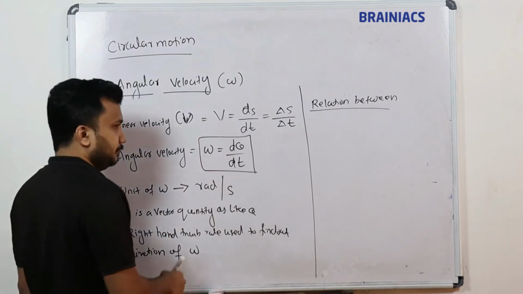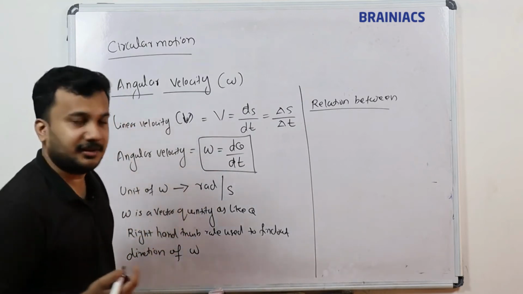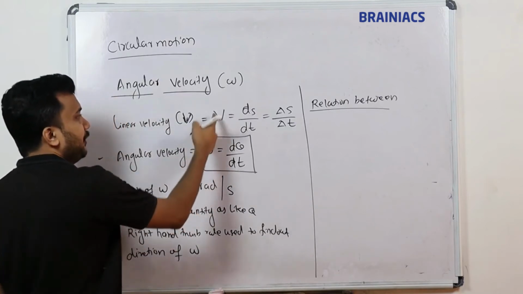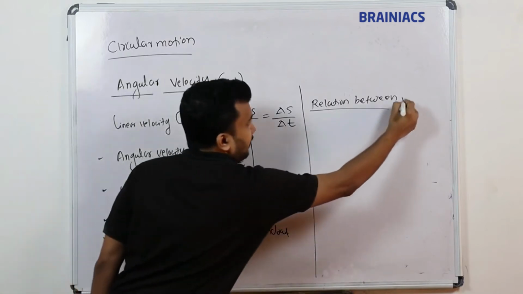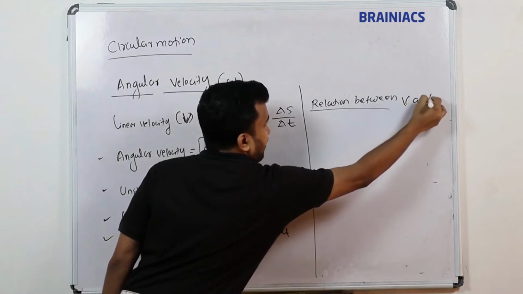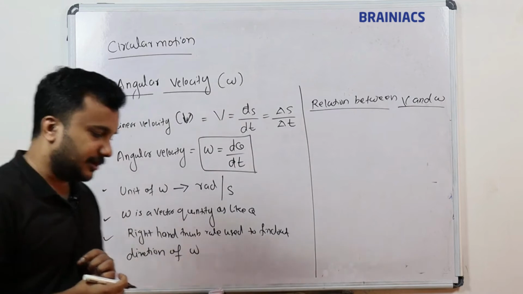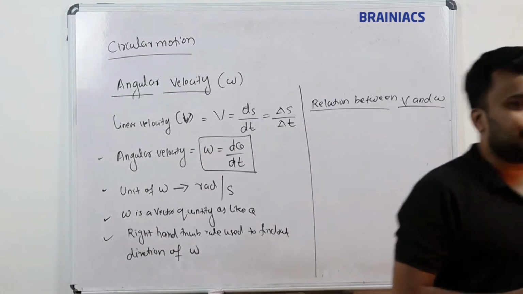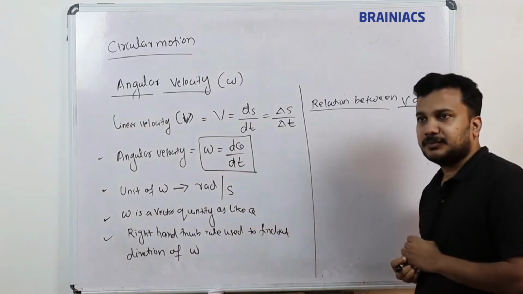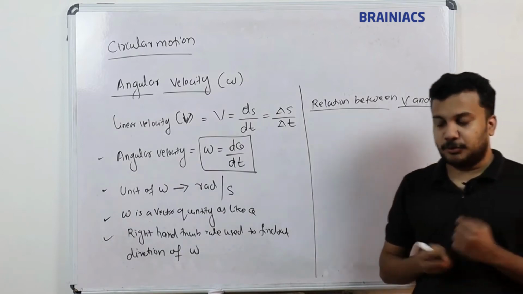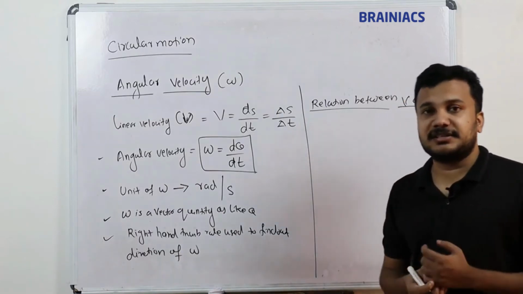Relations between V and omega. There we found the relation between s and theta. Here we are going to find the relation between V and omega, which are identical, right? How to find the relation between V and omega? S is a linear displacement. Theta is an angular displacement.